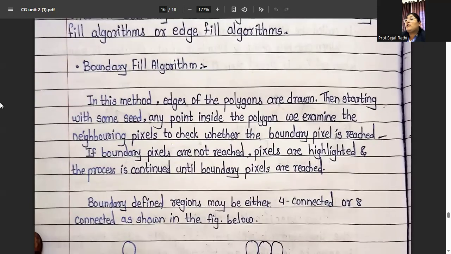In this method the edges of the polygon are drawn. Then, starting with some seed point inside the polygon, we examine the neighboring pixels to check whether the boundary pixel is reached.